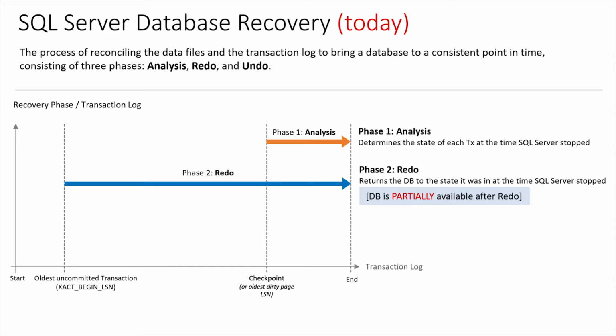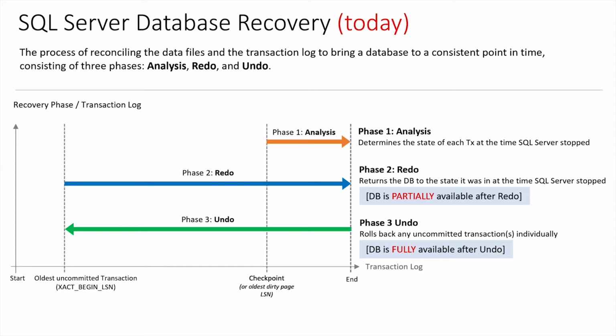The next phase is the redo phase, where we scan the transaction log to return the database to the state it was at the time SQL Server stopped. At that time, we open the database partially, meaning that you can connect to the database, but if you try to access rows that participated in an aborted transaction, you cannot get to them. So that's why we say we open it partially. Yeah. And then the final phase of recovery is called undo, where we scan the log backwards, and we roll back any uncommitted transaction individually. The reason that recovery takes a long time, as I mentioned, is that you have to go all the way back to the oldest uncommitted transaction. So this is how it works today.